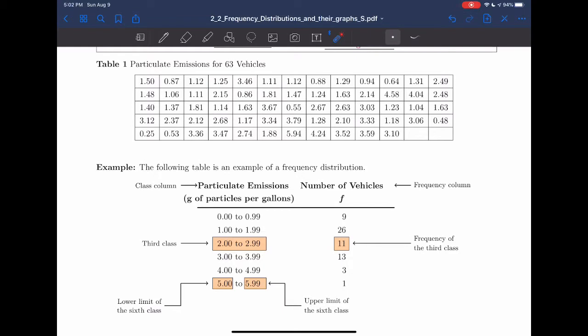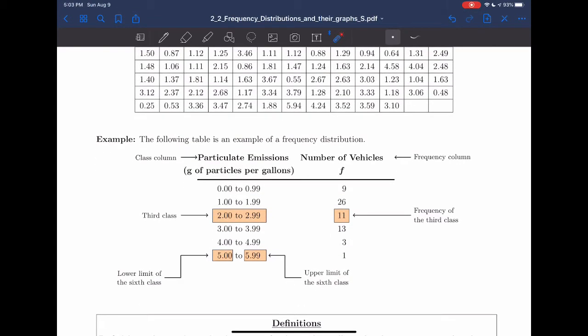So if your data falls within 0.0 and 0.99, you count how many data are within this interval, tally them up, and then that will be your frequency. And similarly, we do the same thing for each class. So for the second class, you want to see how many of your data falls within these two numbers, tally them up, and then that number will be your frequency. So it's very similar to frequency distribution for qualitative data.